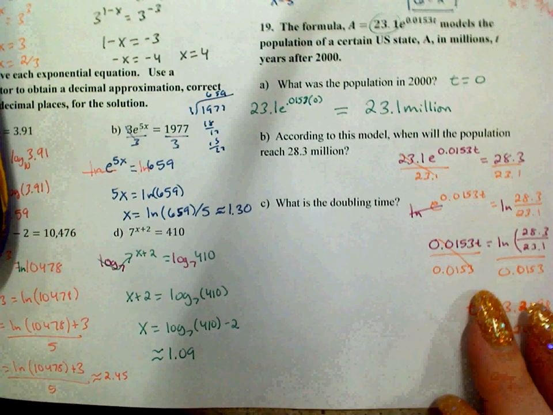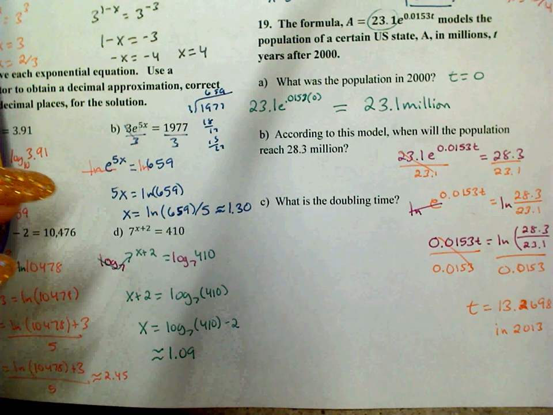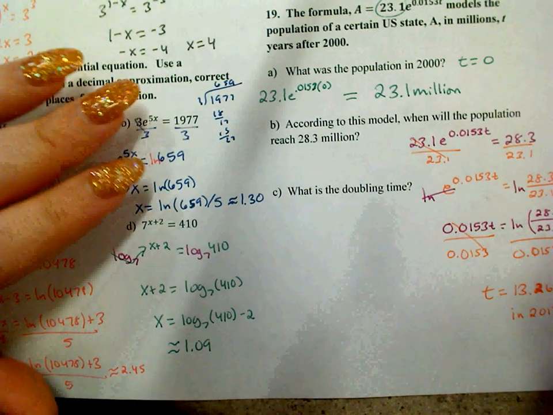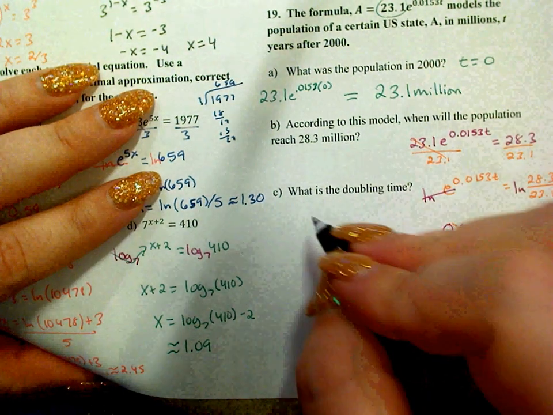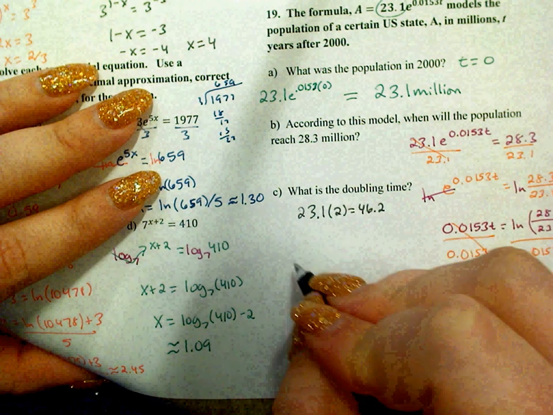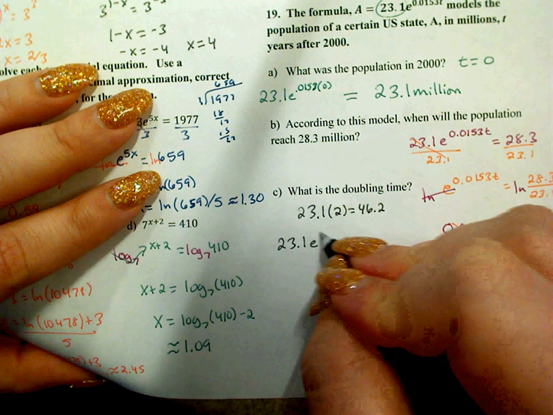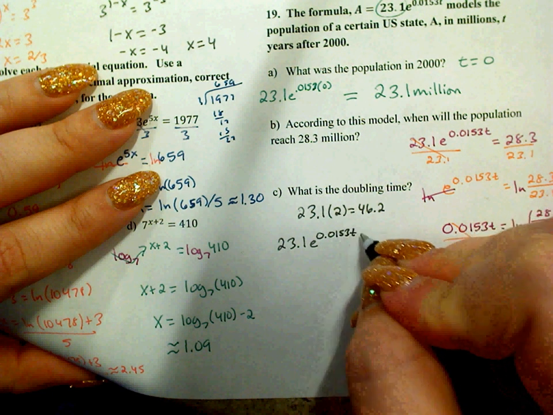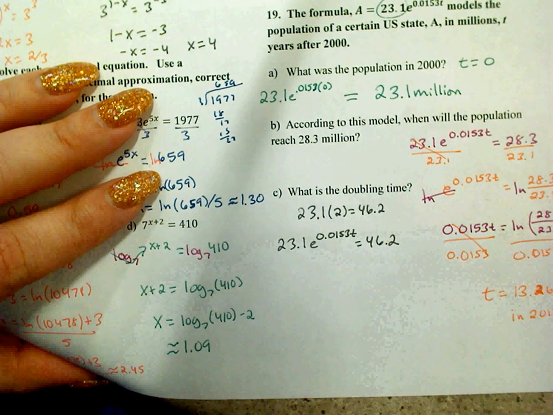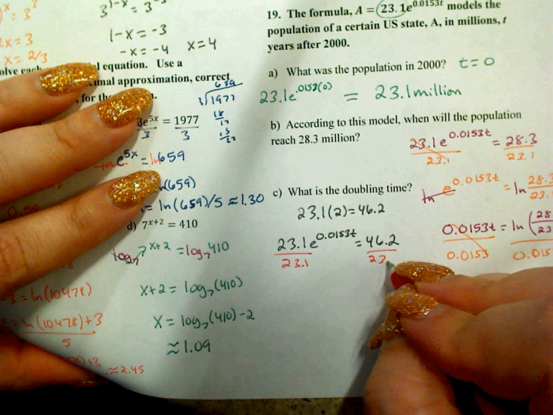Doubling time. So last problem, doubling time. The doubling time is how long it takes to double the population. Well, the population at the beginning of 2000 is 23.1. So 23.1 times 2 is 46.2. So the question is, how long does it take for 23.1 e to the 0.0153t to grow to 46.2? So we're going to divide by 23.1. And it really doesn't matter what the initial population is because we doubled it.